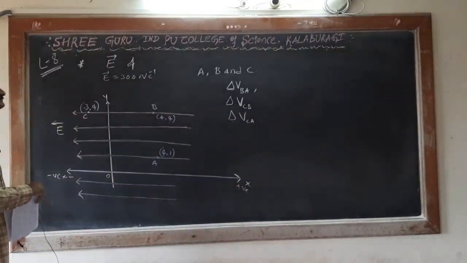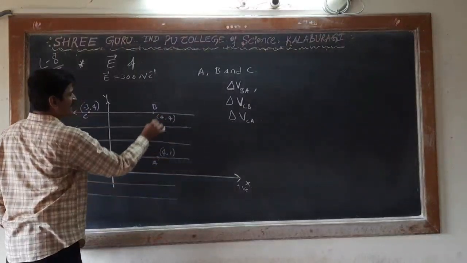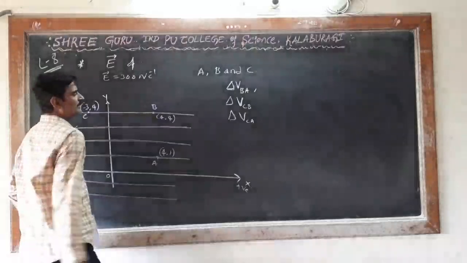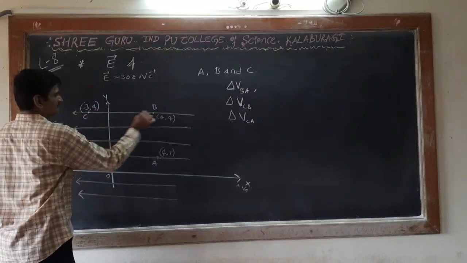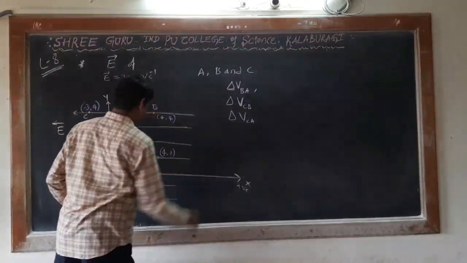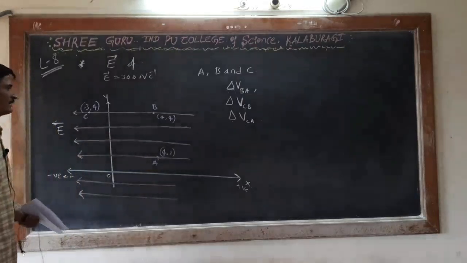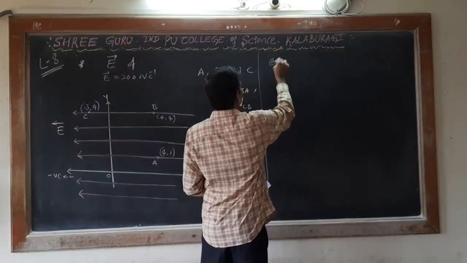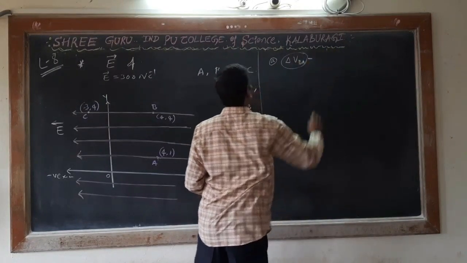Understood the question? We have to find delta VBA, that is the potential difference between B and A. Delta VCB means the potential difference between C and B. And delta VCA means the potential difference between C and A. You have to find these. So first, delta VBA. Okay. See here.